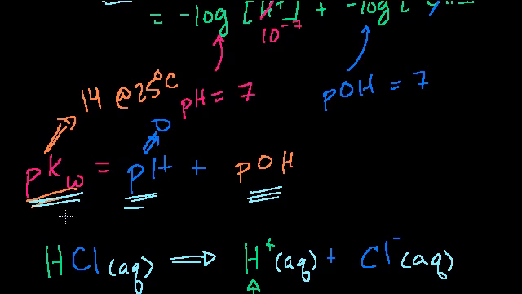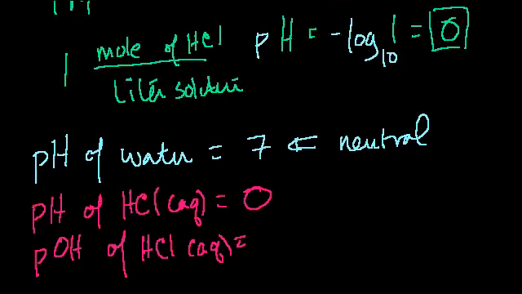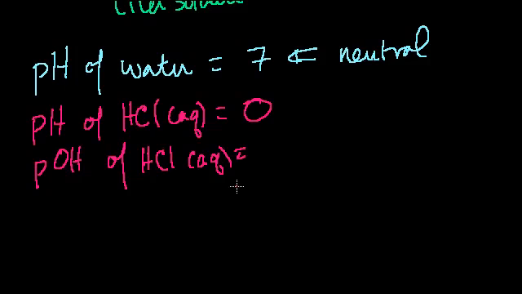We have 1 molar of hydrochloric acid. Then your pOH of 1 molar of hydrochloric acid is 14. So right here, our pOH is equal to 14. Now let's do the same thing with a base, a strong base, and figure out what its pH is. And I think you'll see that it's the opposite.